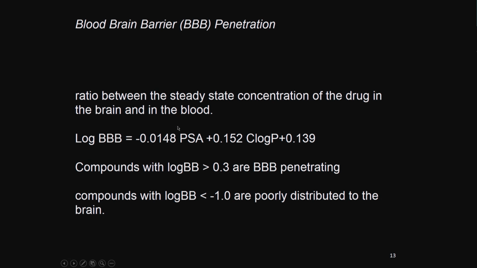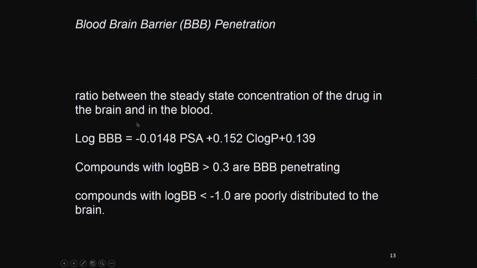So polar surface area plays a role, and log P plays a role. A higher polar surface area means the molecules are hydrophilic in nature. A higher log P means the molecules are hydrophobic in nature. So you can see those two play an important role in BBB penetration. This term, log BBB, is the ratio of the concentration of the drug in the brain and in the blood.